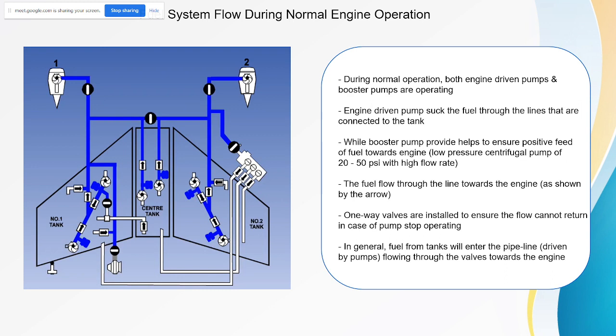So normally we have to control and switch off number 2 first. So the remaining will go to number 1. When you reach 2,500, we will switch off, so no fuel can go into the tank. That's how we control the panel.